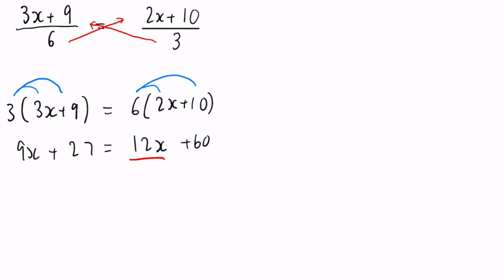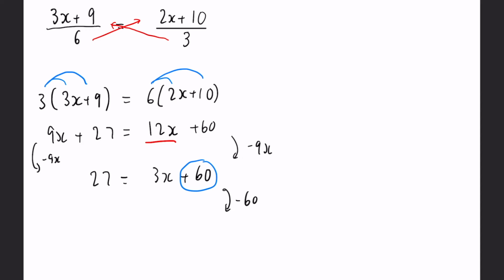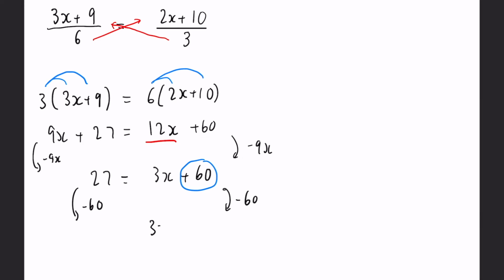So if we subtract 9x, that's going to leave the left hand side with no x's, just the 27. We're going to have 3x here and 60 there. Now this time we want to move the 60, because we want the numbers on one side and the letters on the other side. This 60 has to go across, because otherwise the numbers would be on the same side. So to do that, we have to subtract 60 from both sides. That is going to leave us with minus 33 on the left hand side, and therefore x, divide that by 3, and x is going to be minus 11.